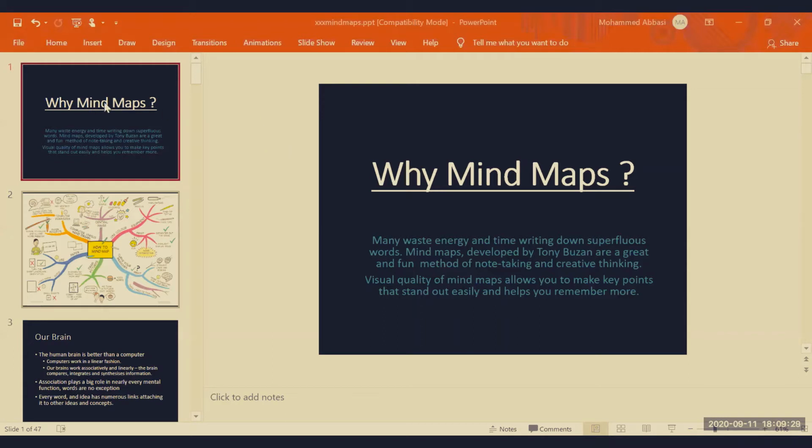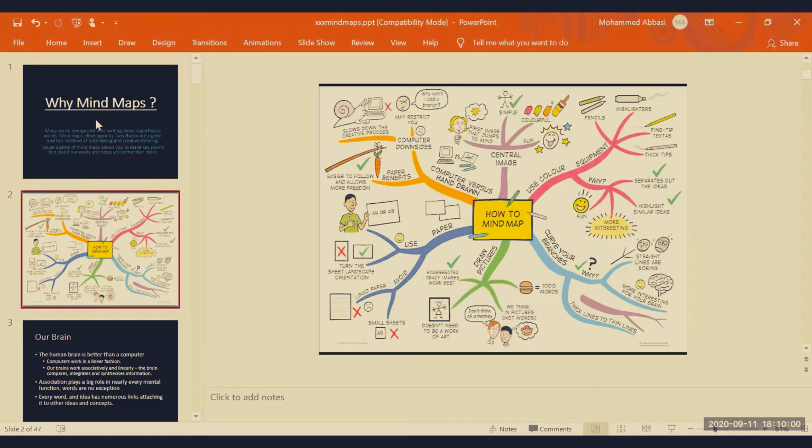So why mind maps? As I said before, many people waste energy and time writing down extra words. Mind maps, developed by my teacher, Tony Buzan, are a great and fun method of note-taking and also creative thinking. The visual quality of mind maps allows you to make key points stand out easily and helps you remember more. So this is how to do a mind map.